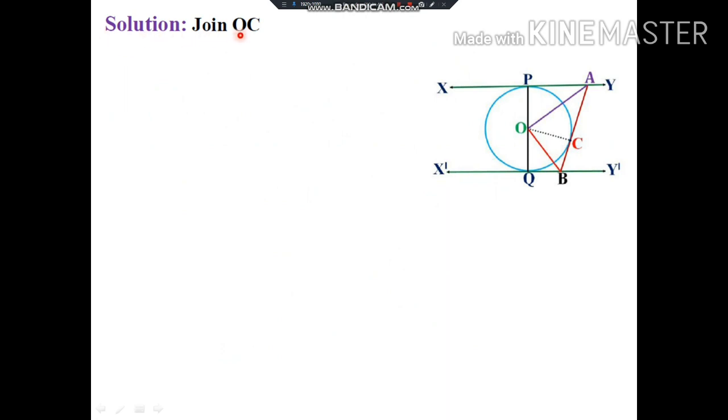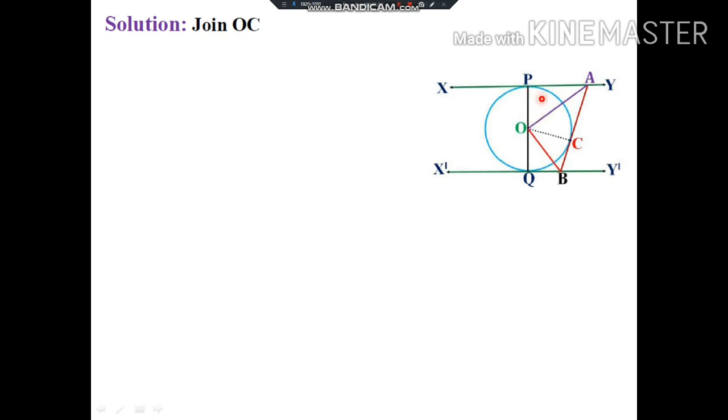Dear children, join O and C, do the construction in dotted line. Now, children, we have got two triangles here, triangle AOP and triangle AOC. Can you prove these two triangles are congruent triangles by using any one of the postulates that you have already learned? Now try to find out equal sides in these two triangles. I hope you got the equal sides.